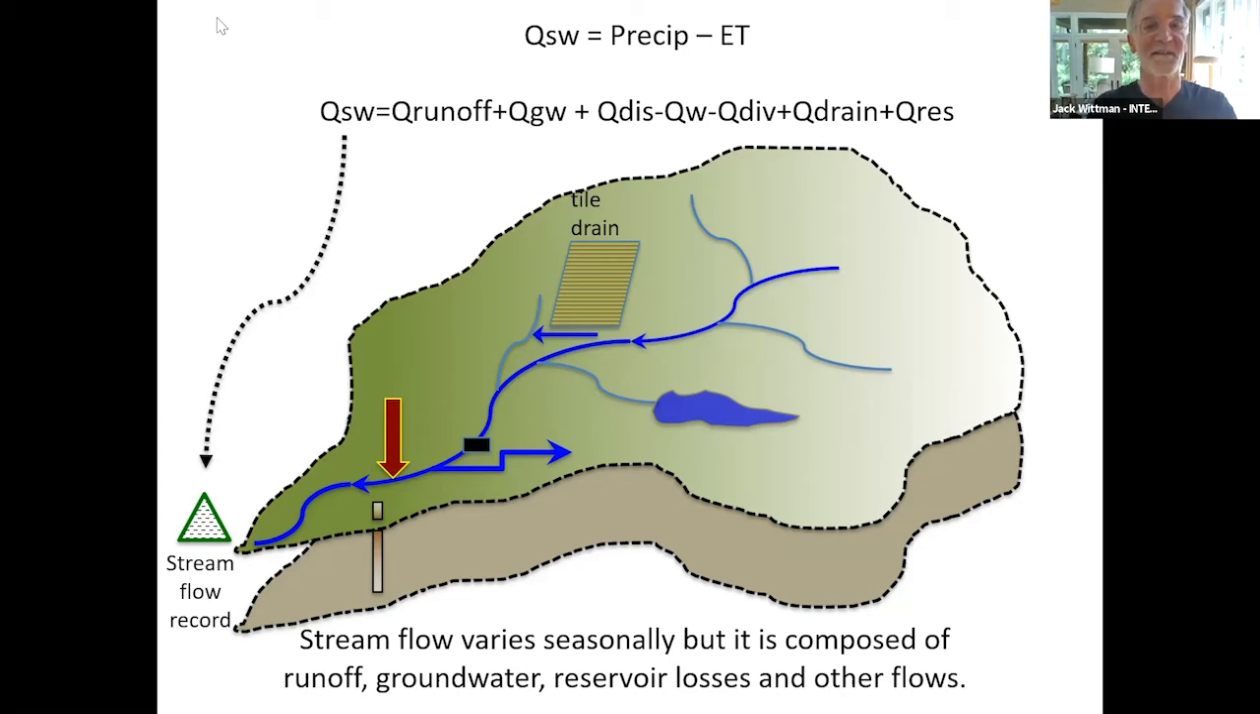The surface water flow, Q, is made up of runoff, groundwater discharge, the discharge back into the river from regulated drains, minus the pumping that occurred in the basin, minus the diversion that occurred, plus the drain discharge and any reservoir discharge.